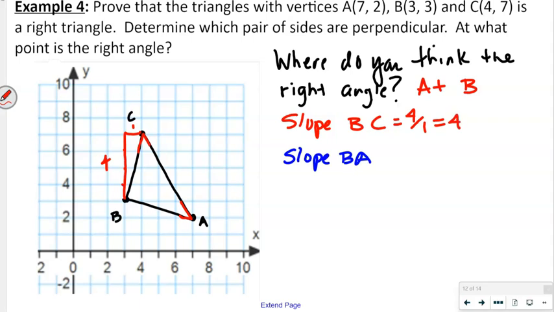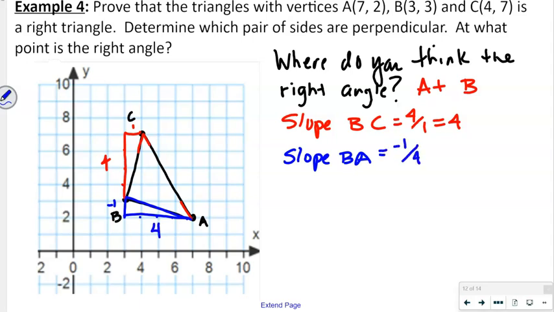Now look at BA. We know that BA is falling from left to right. Can you guys see that right there? BA. So we're going down 1, so that was -1, and over 1, 2, 3, 4. So that's down 1 over 4.